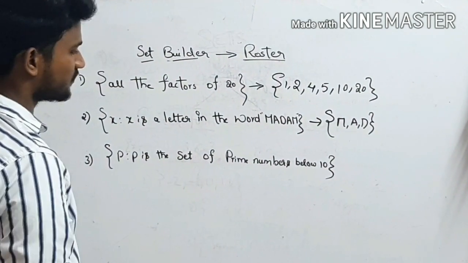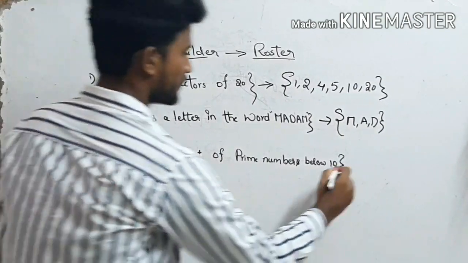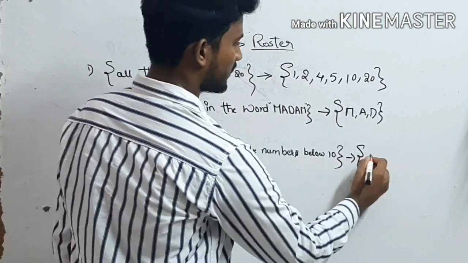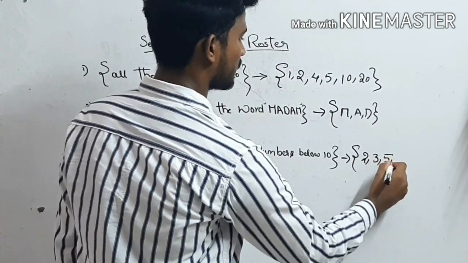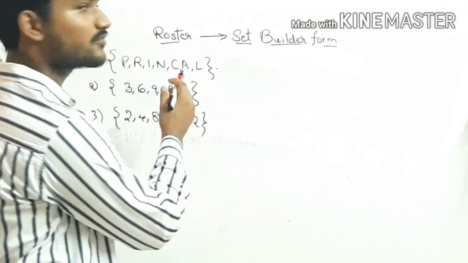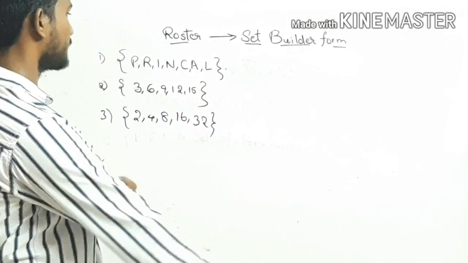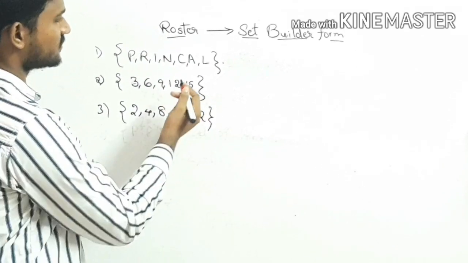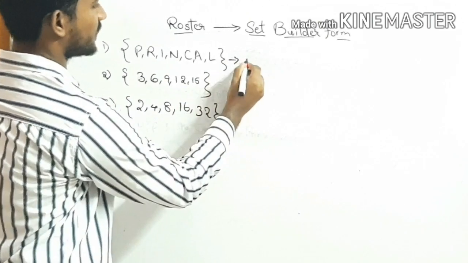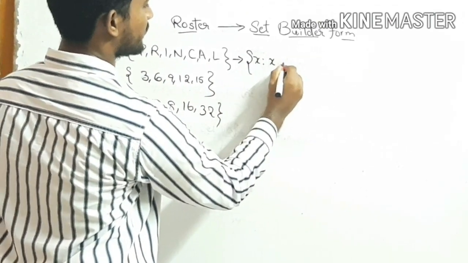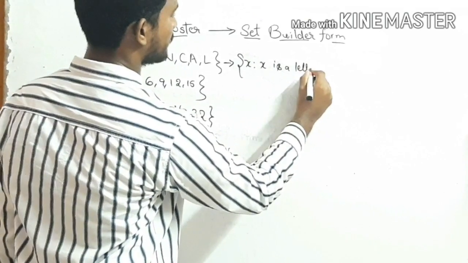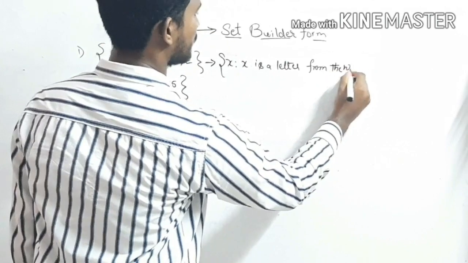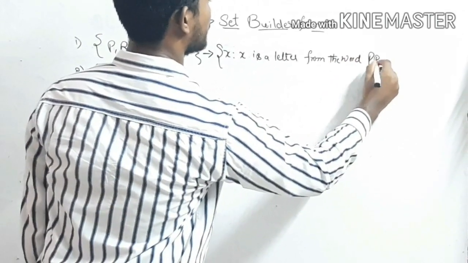Next, P is the set of prime numbers below 10. Then we can write in flower brackets the prime numbers 2, 3, 5, 7 below 10. Now converting roster form into set builder form. If they ask P, R, I, N, C, I, P, A, L, you can write x is a letter from the word PRINCIPAL.